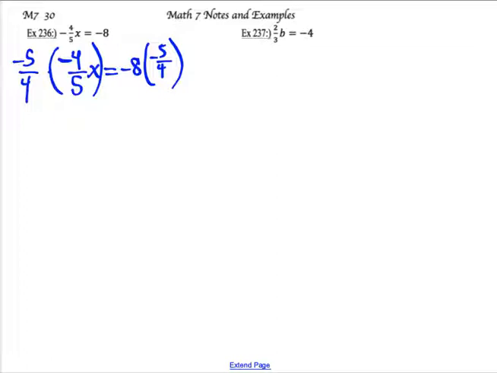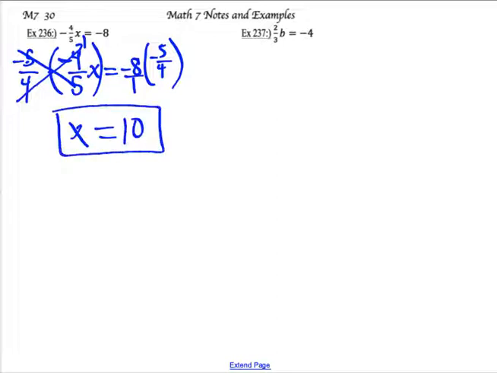Okay, negative 5 times negative 4 is 20. 4 times 5 is 20. This is 20/20ths. This all reduces away to 1. So this is 1x. And negative 8 divided by negative 4/5, I'm going to deal with it as a fraction. Negative 8 times 5 is 40. 1 times 4 is 4. 40/4 is just 10, so I'm going to reduce it to 10. And I get my answer, x equals 10.